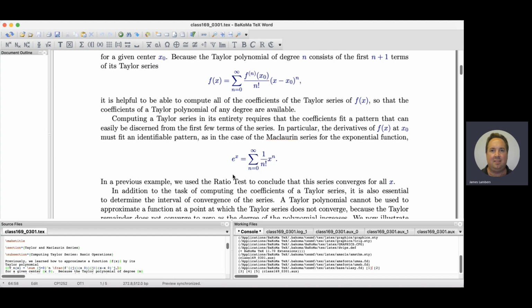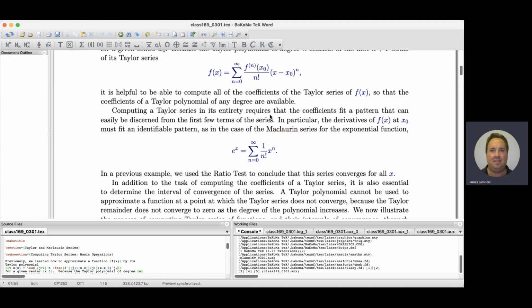Also, if we compute a Taylor series, we'd like to be able to determine its radius of convergence. If x is outside of the Taylor series interval of convergence that's determined by that radius, then we should not use the Taylor series to approximate, because the Taylor remainder doesn't go to 0 as the degree n goes to infinity.